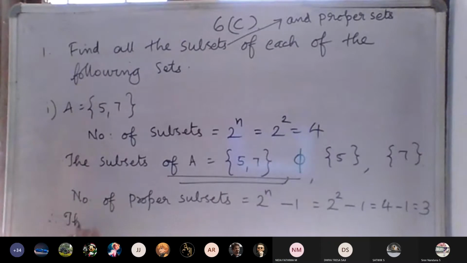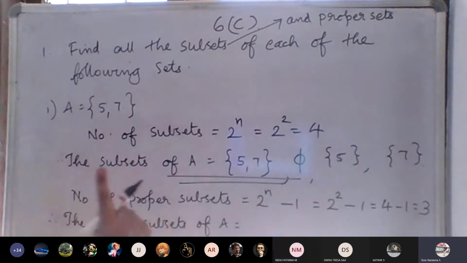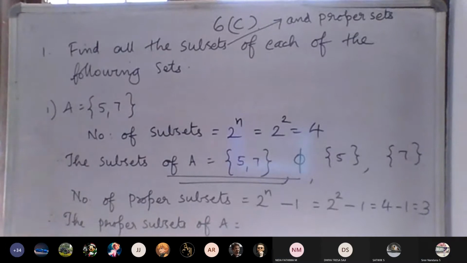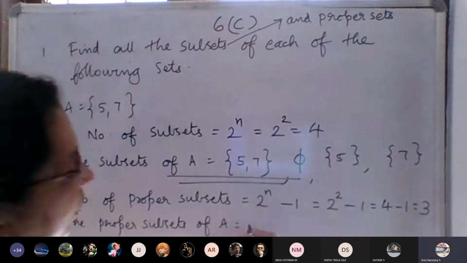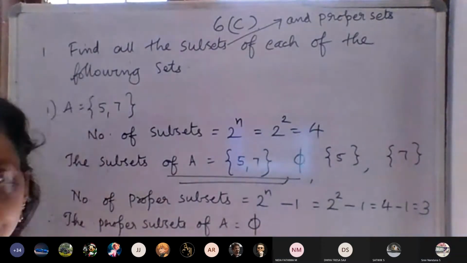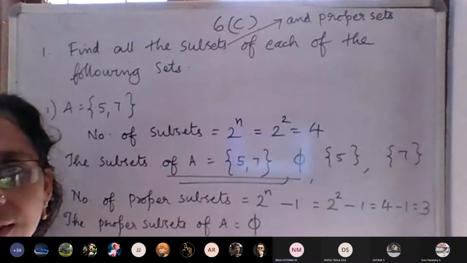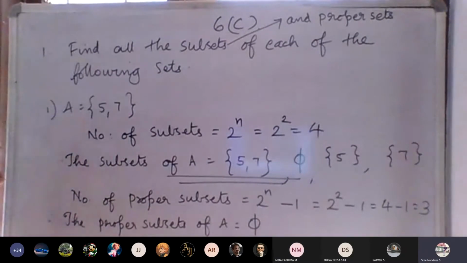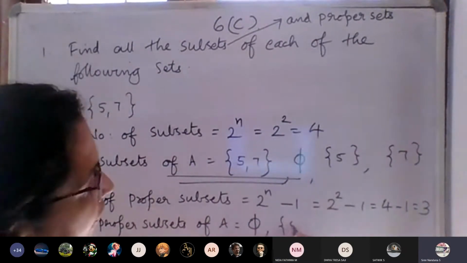Therefore, the proper subsets of A are equal to: no need of writing which one? The set 5, 7. So the null set, set 5, and set 7.